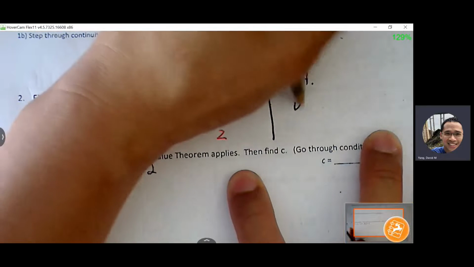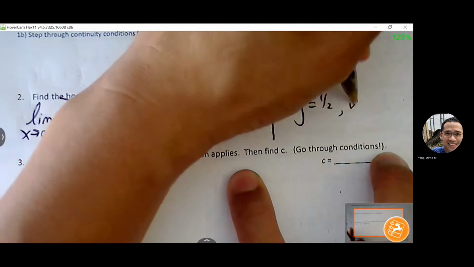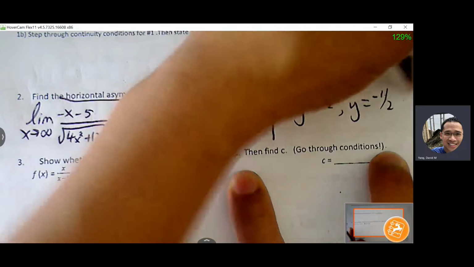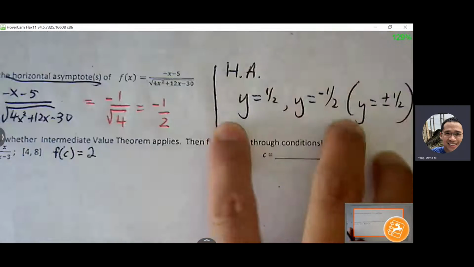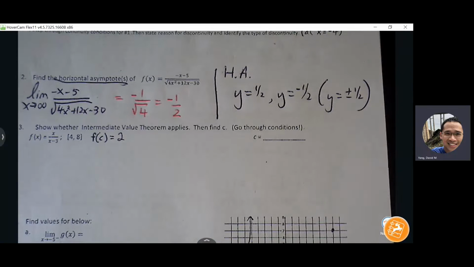So we have to say y equals 1/2, y equals -1/2. Or you can say y is equal to plus or minus 1/2. But make sure you include y in your equation. If you just say 1/2 and -1/2, those are not equations of lines. We have to say y. Any questions?